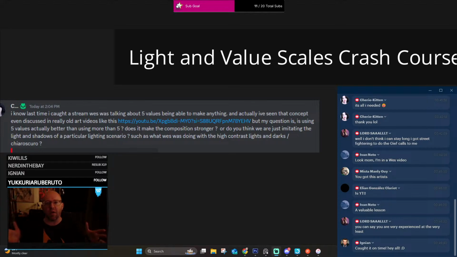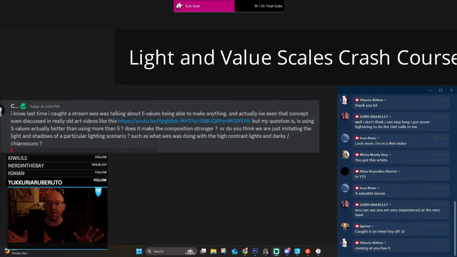So value is light versus dark. How light is something, how dark is something. However, there is also a thing called light and shadow. These are actually separate. So that's the first thing. The value scale and the idea of light and shadow should be thought of separately. A lot of people think the value scale is shorthand for your lights and your shadows. Sure, it can be, but not always.